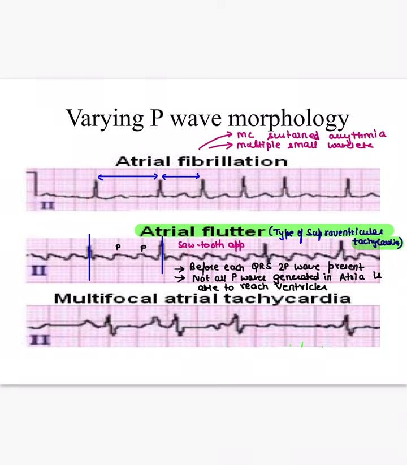Okay, we have read most of this. We will revise atrial fibrillation. See, the beats are unequal. This is important in atrial fibrillation: the rhythm is irregular, and each QRS is not preceded by a P wave. Do you see? Now atrial flutter: if you see, this is the flutter wave, or the sawtooth appearance.